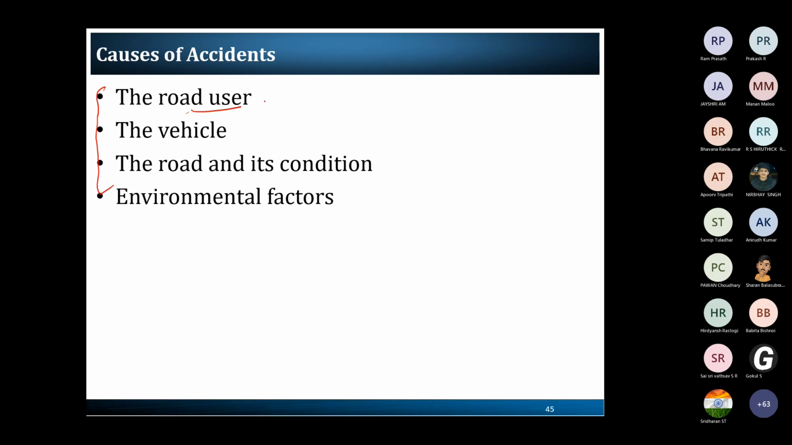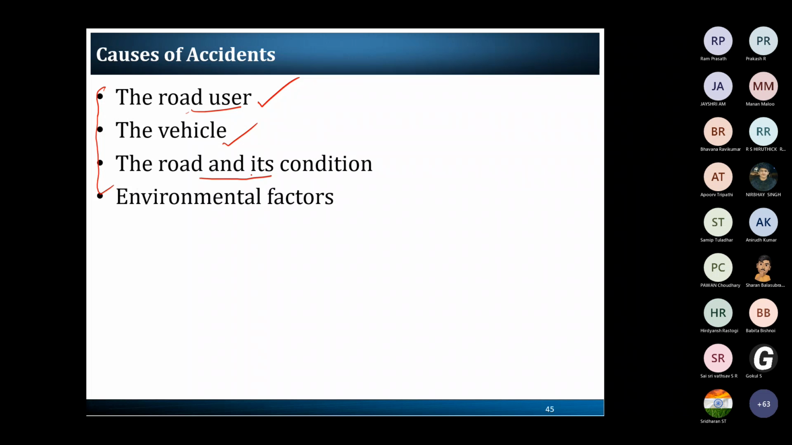So these are some of the road user characteristics for why accidents are happening. Next will be the vehicle. There may be issues with the vehicle, such as a breakdown, or some failure characteristics happening suddenly with the vehicle, right? That may lead to an accident.